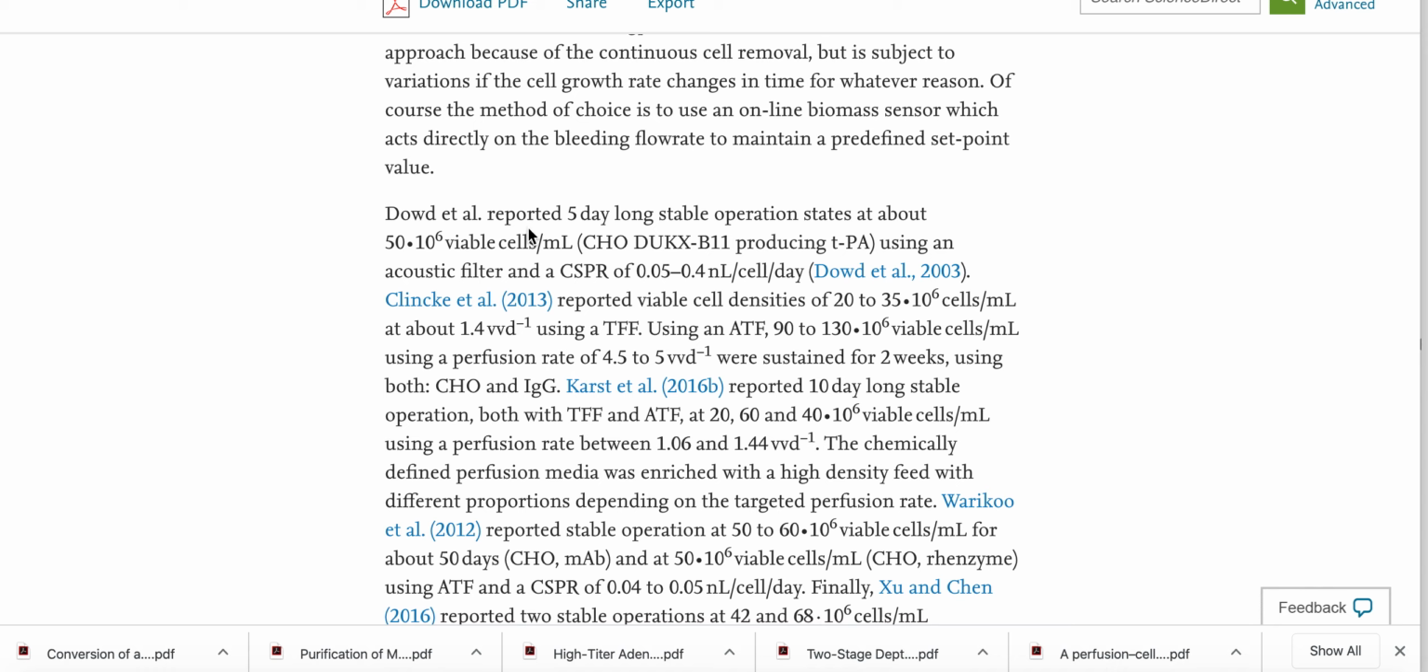Dowd et al. reported 5-day long stable operation states at about 50 times 10 to the power 6 viable cells per ml using an acoustic filter and a CSPR of 0.05 to 0.4 nl per cell per day. Another study reported viable cell densities of 20 to 35 times 10 to the power 6 cells per ml at about 1.4 volume per volume per day using a TFF. Using an ATF, 90 to 130 times 10 to the power 6 viable cells per ml were reported using a perfusion rate of this.